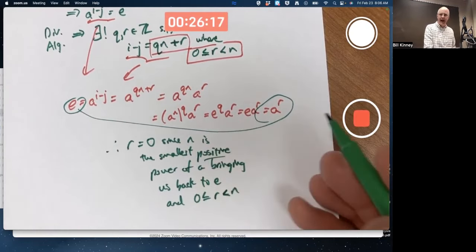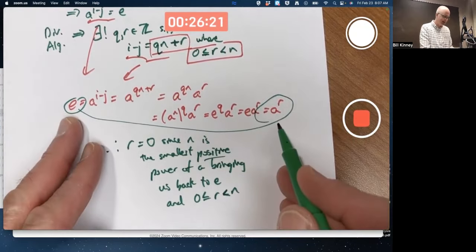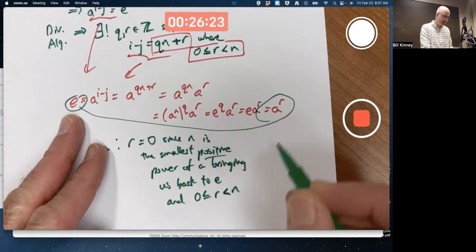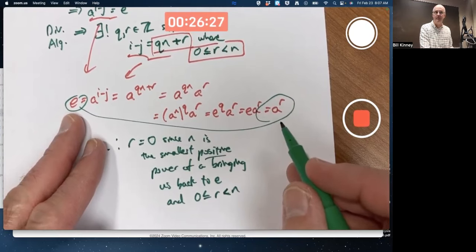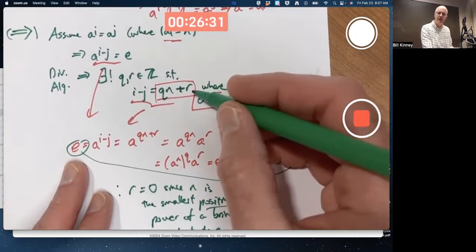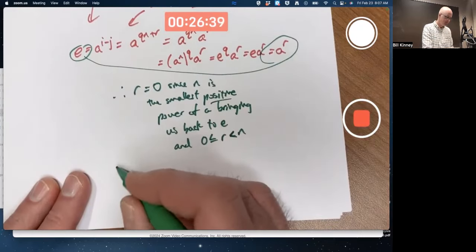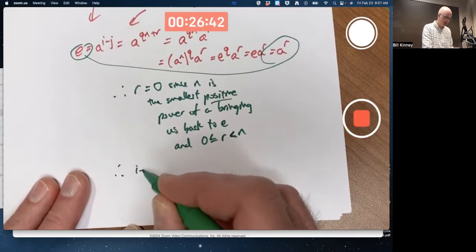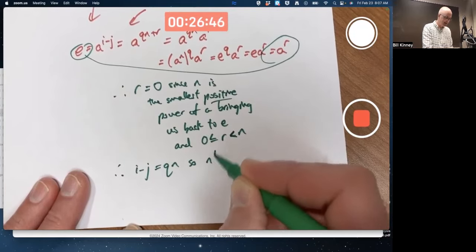r is 0. a to the 0 power is e. And yes, since r is between 0 and n, not equal to n, this equality must mean r must be 0. And that does it. If r is 0, then i minus j is q times n. In other words, n divides i minus j. Therefore, i minus j equals q times n, so n divides i minus j.